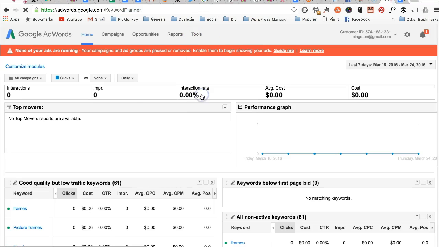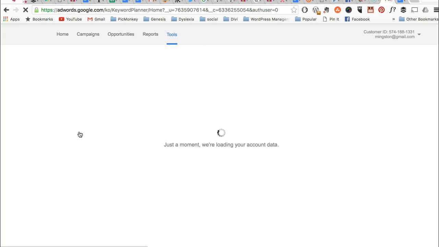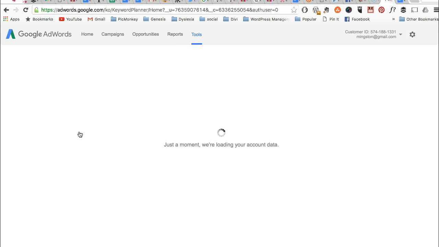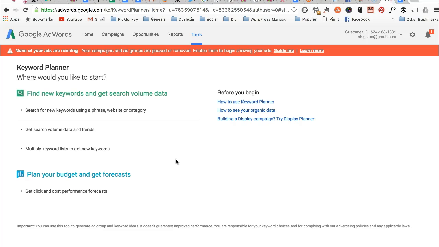Keyword Planner. So most people use this to, I'm signed out. I don't know why. So most people use this to plan their AdSense. And here I was doing AdWords for somebody. I'm just going to say start over. And I'm going to pause while I sneeze. Okay, I'm back. Sorry.